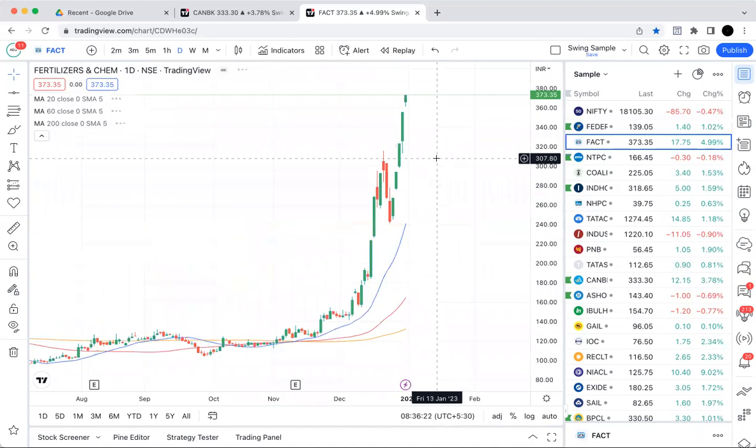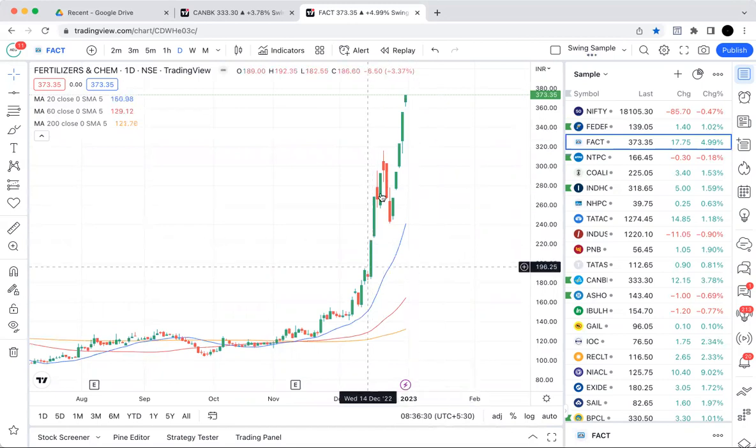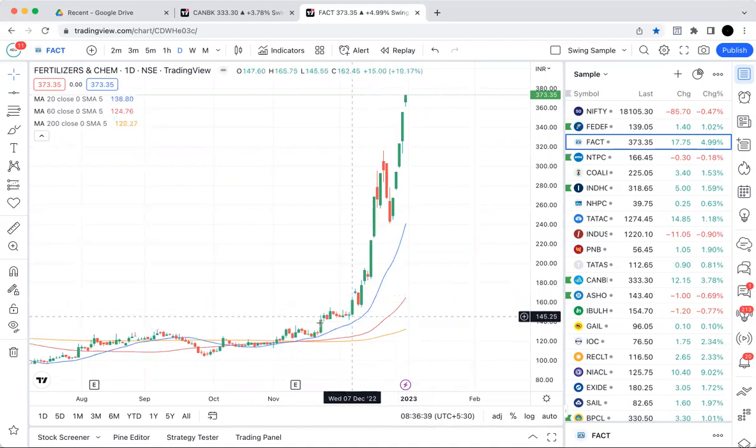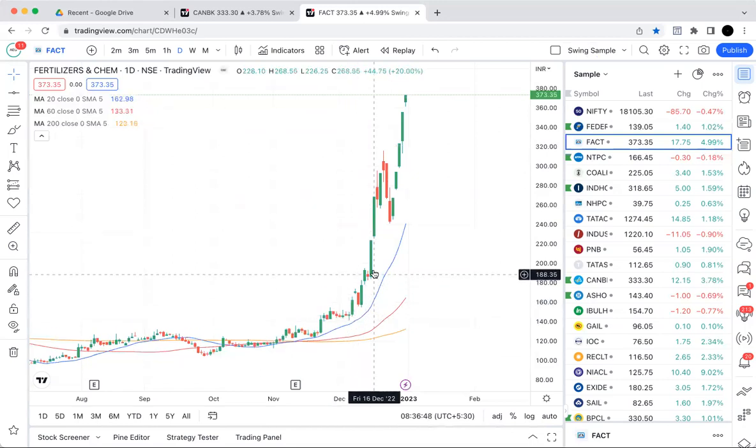Here's another one, FACT. Look at this. One of our newer traders shared this stock the other day, and you'll notice a nice movement here. The stock price is above the 20, above the 60, and the 60 is above the 200. But also notice the distance between the 20 and the stock price. You see that? It's very close right here. And then soon, as the price goes higher and higher, the difference between these two becomes greater, right?